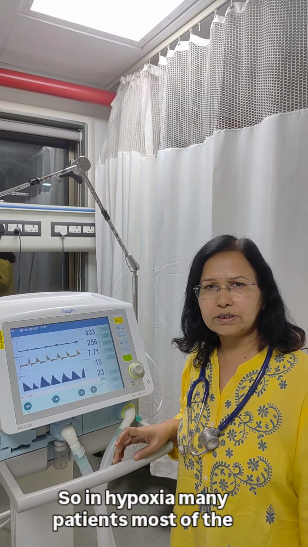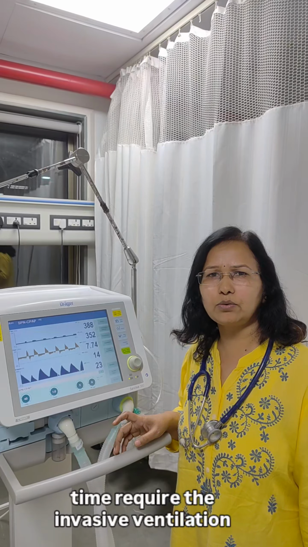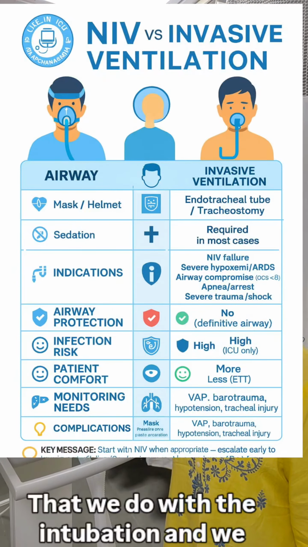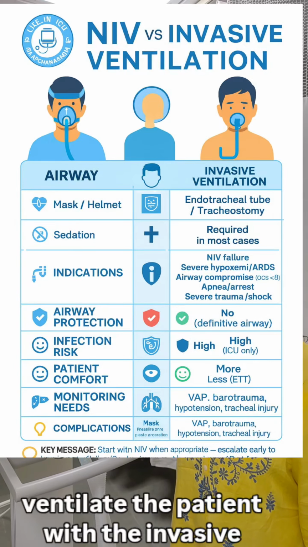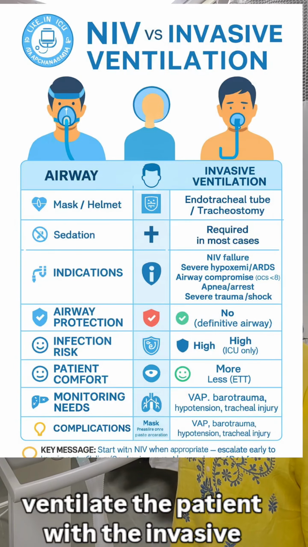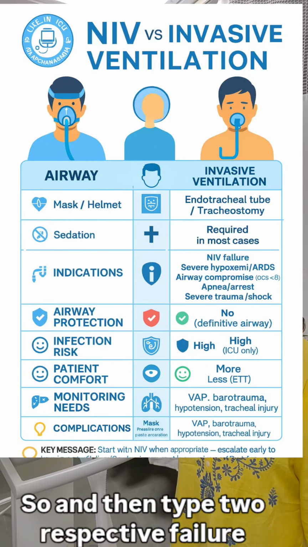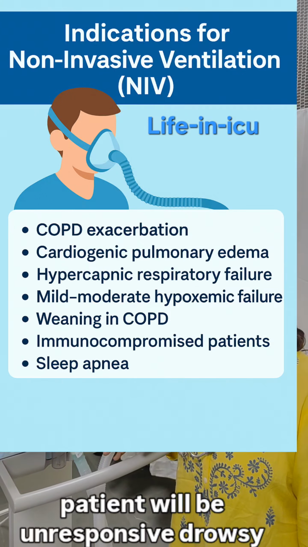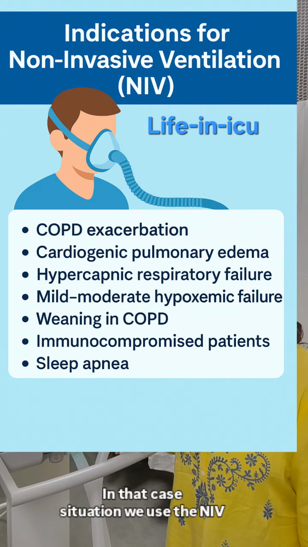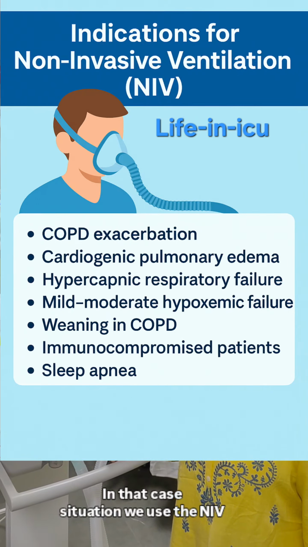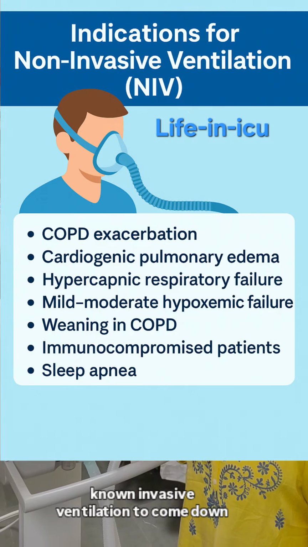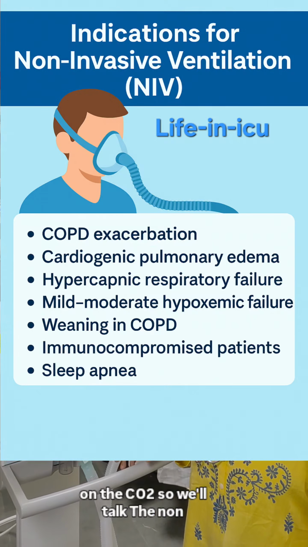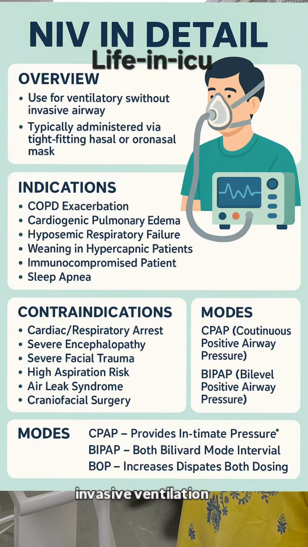In hypoxia, most of the time patients require invasive ventilation, which we do with intubation, and we ventilate the patient in the invasive mode. And in type 2 respiratory failure, the patient will have hypercarbia, and will be unresponsive, drowsy. In that situation, we use NIV, non-invasive ventilation, to bring down the CO2. So we'll talk about non-invasive ventilation.